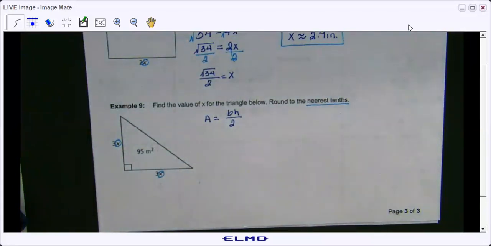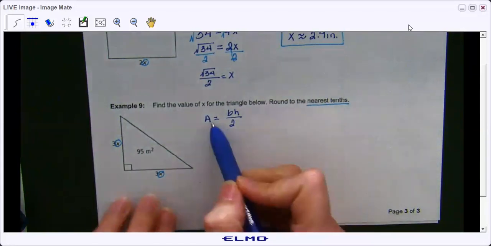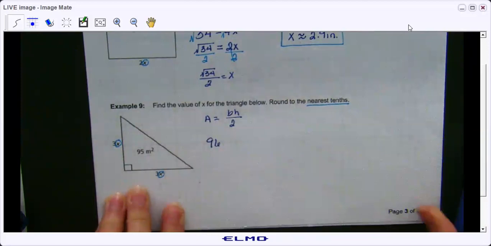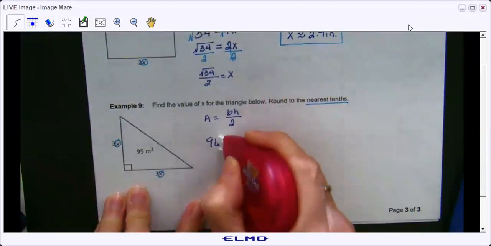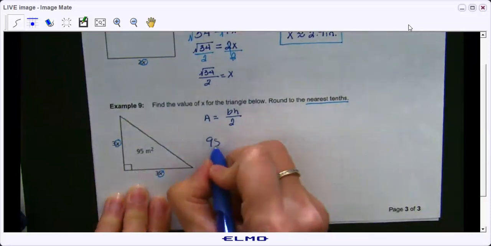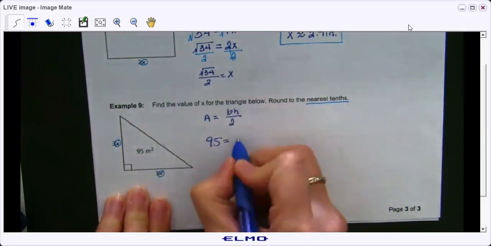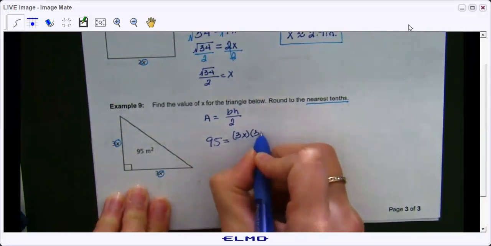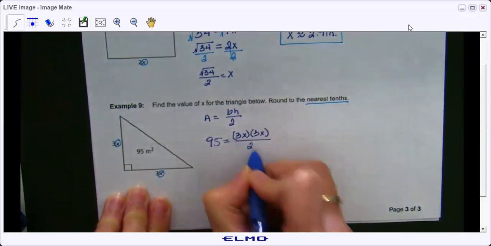All right, so now we're going to plug in what we know. The area is 95. And then our base is 3x. Our height is 3x. And then we divide by 2.